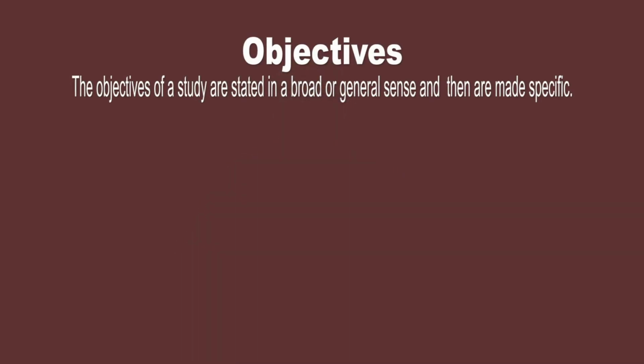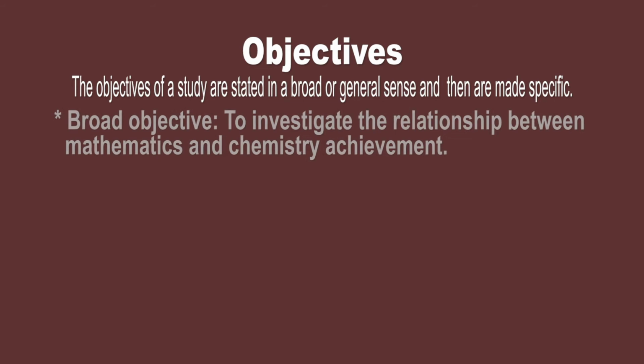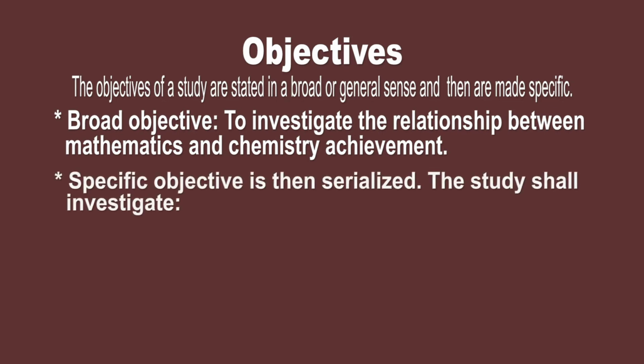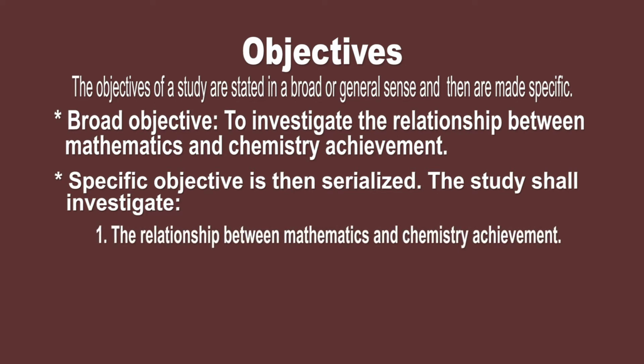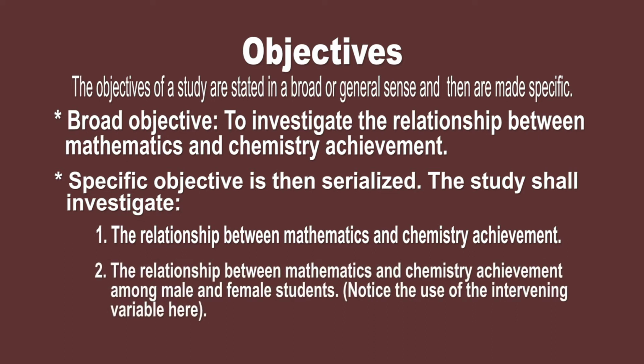The objectives of the study are stated in a broad or general sense. Then they are made specific by the researcher. Now, the broad objective may be stated as to investigate the relationship between mathematics and chemistry achievement. While we want to go specific on those objectives, the researcher can now delimitate them. The first is to investigate the relationship between mathematics and chemistry achievement. And then the second objective could be the relationship between mathematics and chemistry achievement among male and female students.